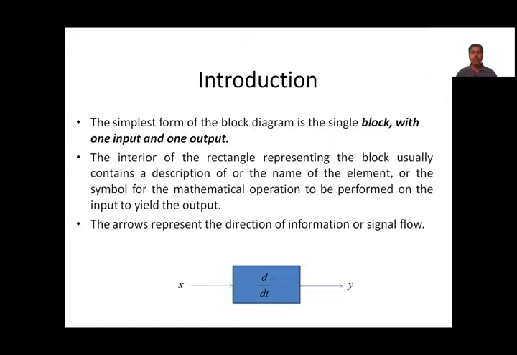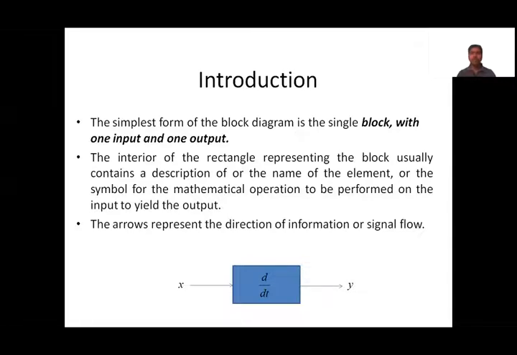And the block diagram in general is represented by a small rectangular box. The inside content of the box gives the relationship between the input and output variables. The signal flow of the input and output variables are indicated by the arrow marks. As shown in this figure, X is the input, Y is the output. So the input variable is coming to the block, and the output variable is having the outgoing arrow mark.